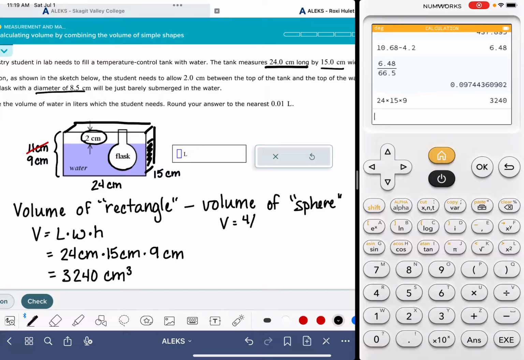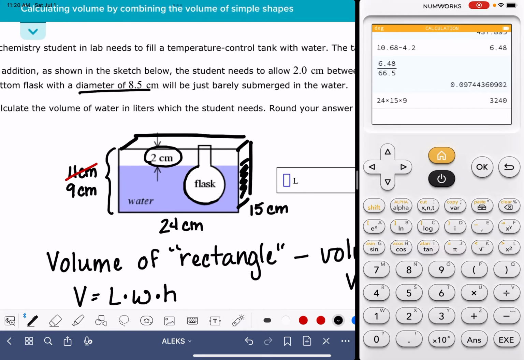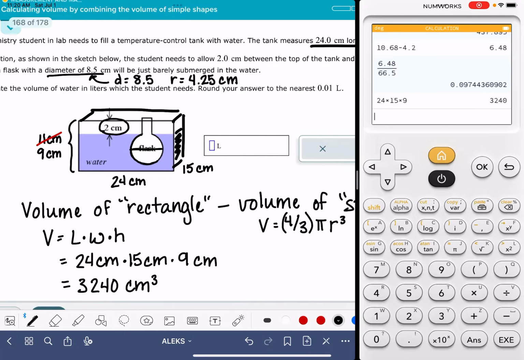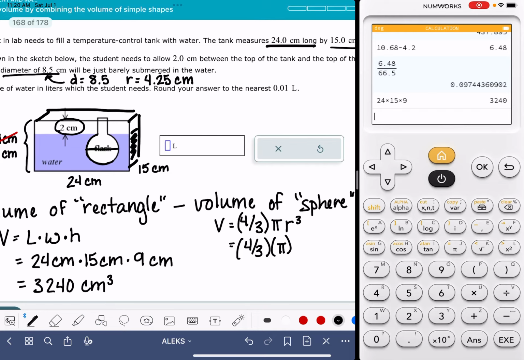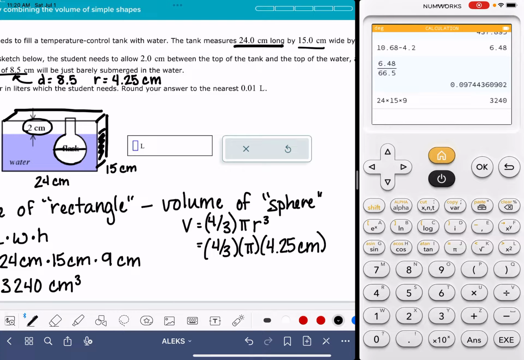The volume of a sphere is given by the equation 4/3 pi r cubed, where r is the radius. The problem tells us that the diameter of this flask is 8.5 centimeters. The radius is half of that, 4.25 centimeters. So we can plug that into this equation, 4/3 pi times the radius cubed, 4.25 centimeters cubed. We'll use the calculator for that as well.